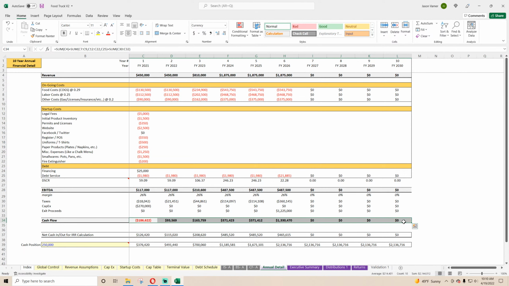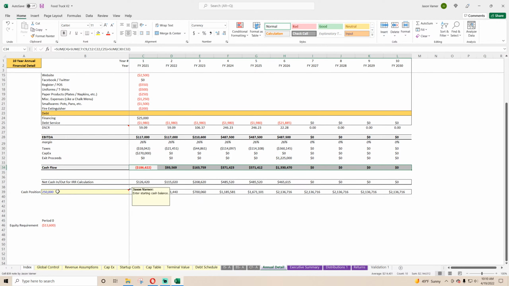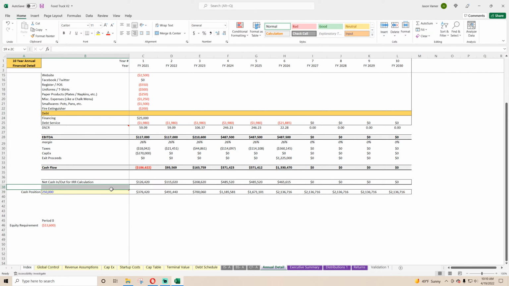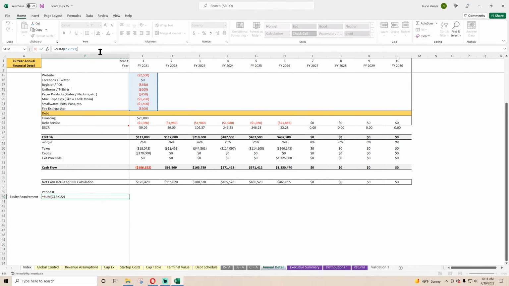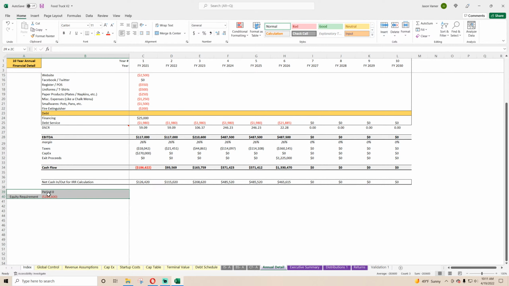So this needs to match. Cash position, we don't really care about that now. We're just going to assume we're solving for the minimum needed. And for that, we need period 0 plus CapEx, whatever that is, and then we'll go 1 to 10. So here, that's all of that.